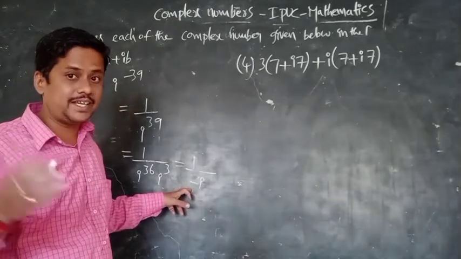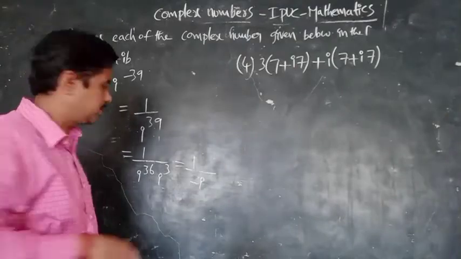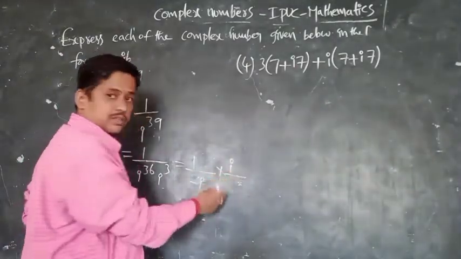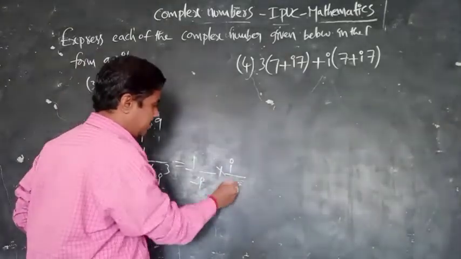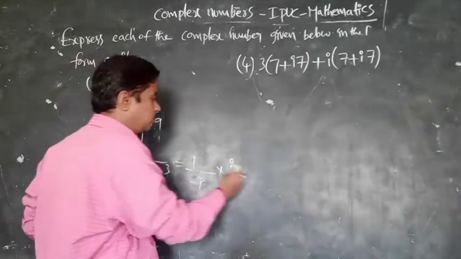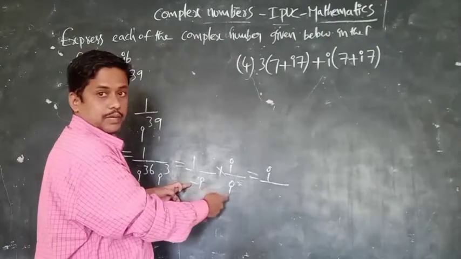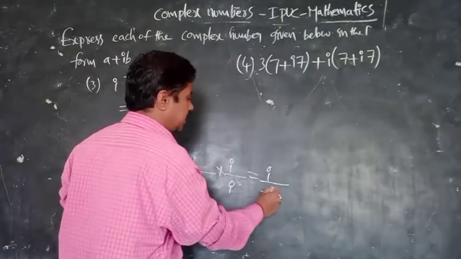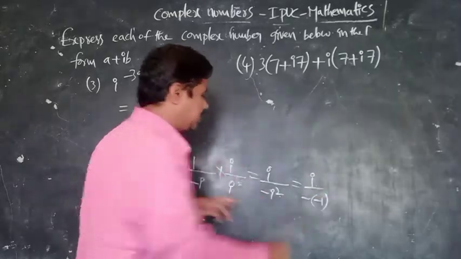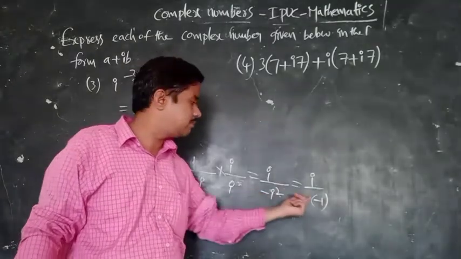But this is not in a plus ib form. How do we simplify it? Multiply by the conjugate: the denominator is minus i, the conjugate is plus i. Divide by the same value, so the value does not change. So 1 into i divided by minus i square, which is i divided by minus of minus 1. Why? Because i square is minus 1, and there is another minus, so minus of minus 1 is plus 1.